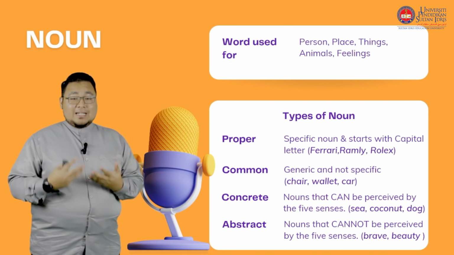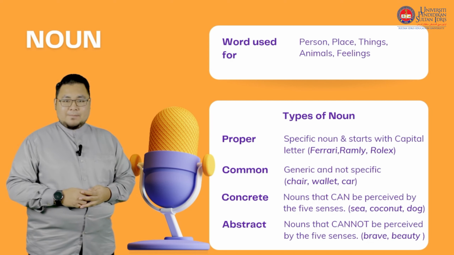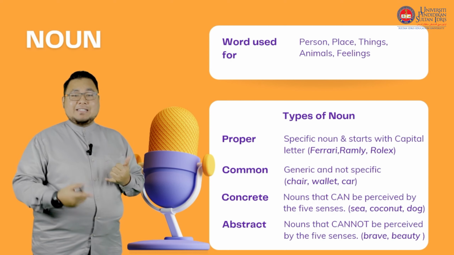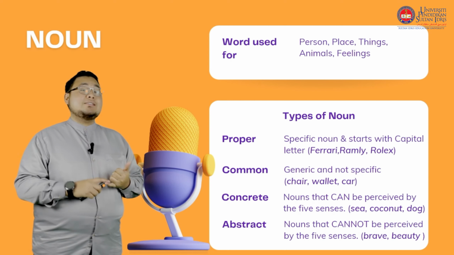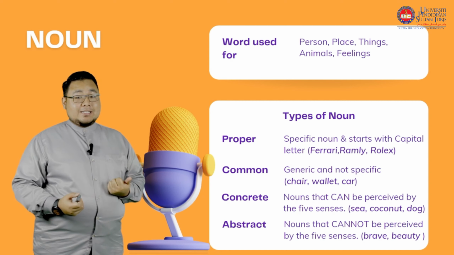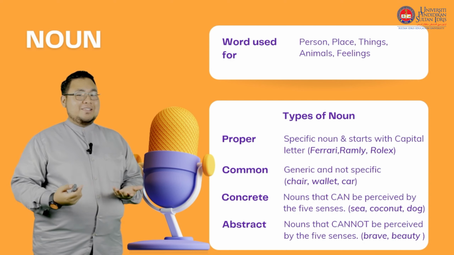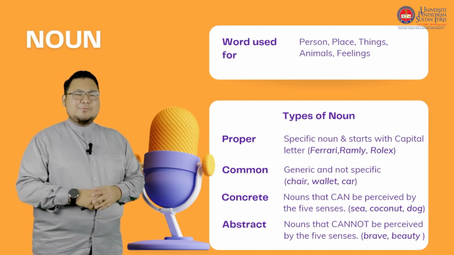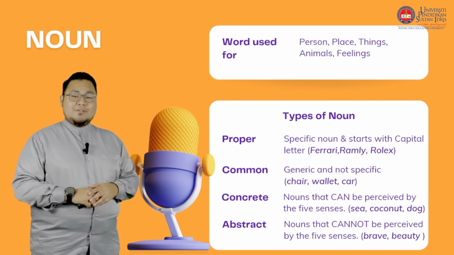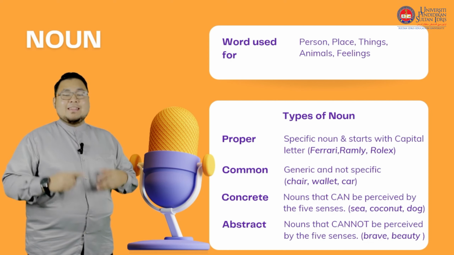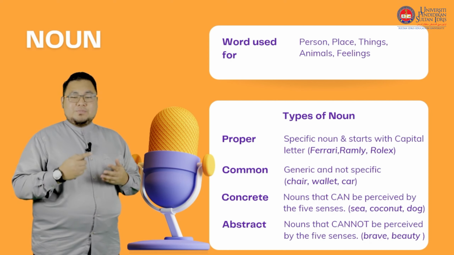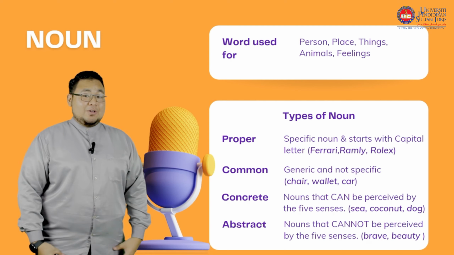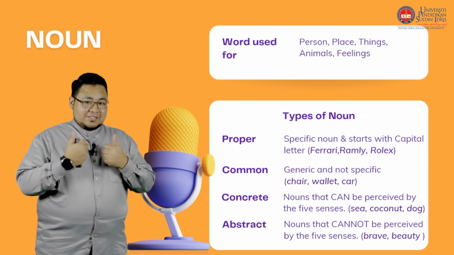There are 4 types of nouns that you have to remember. First, we have proper noun, which we use to explain something specific and usually starts with a capital letter. For example, Ferrari, Romley, Caltex, Apple, Samsung. Second one is what we call common noun. What does it mean? This is the type of noun which is used to describe anything non-specific. For example, a cloth, a chair, spectacles.